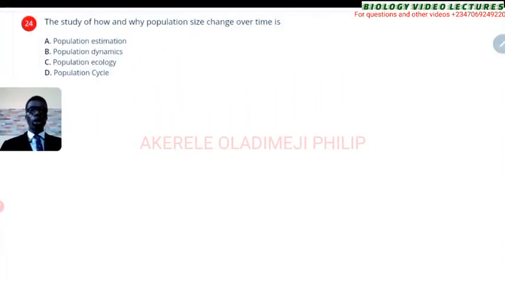The study of how and why population size changes over time is called population ecology. Yes, I think that should be population ecology. I'm about 80% sure of that. That should be population ecology.